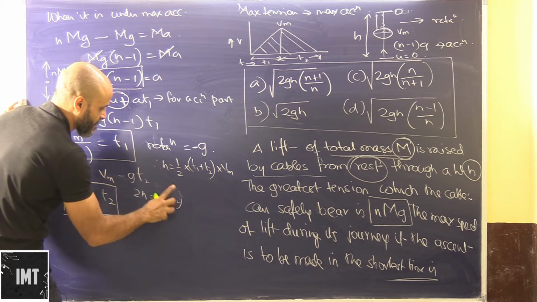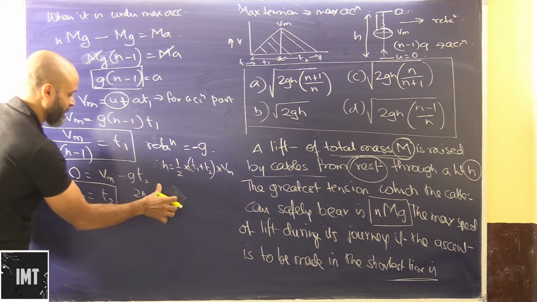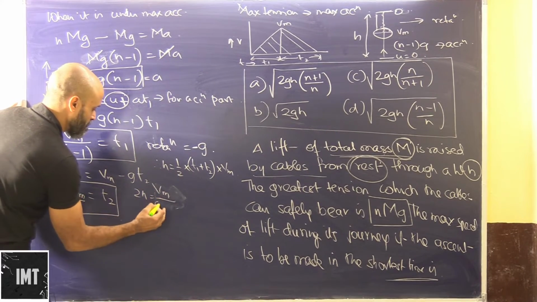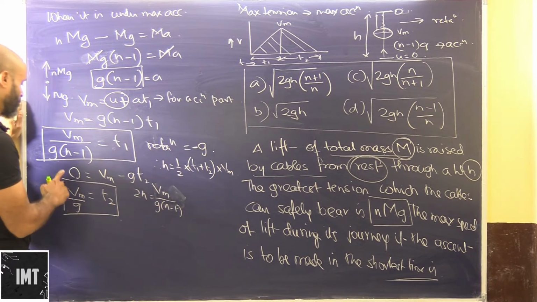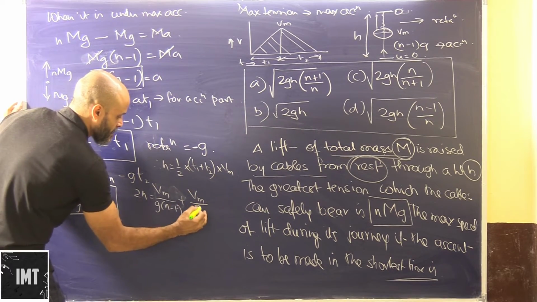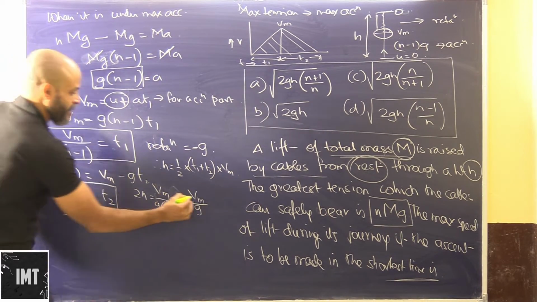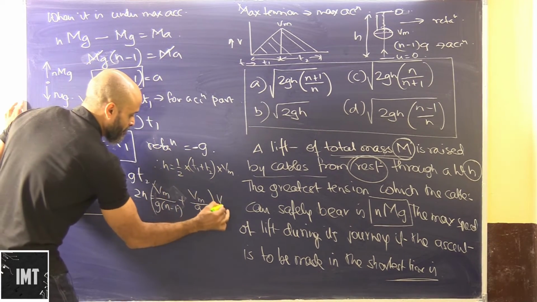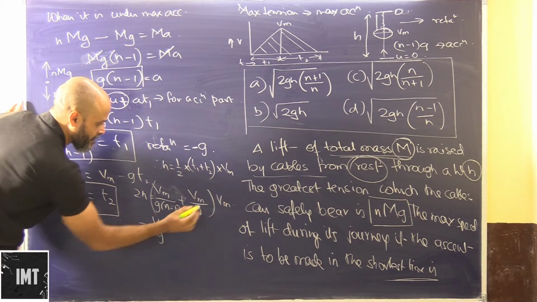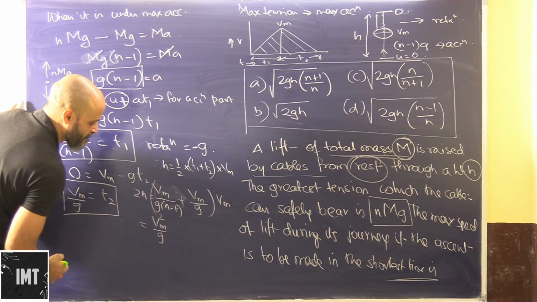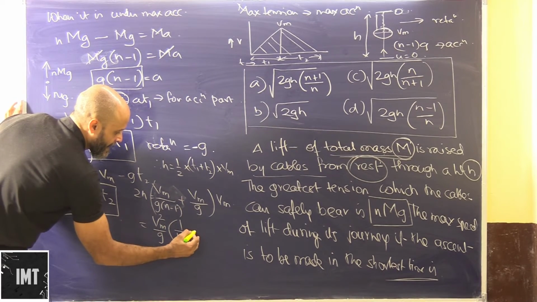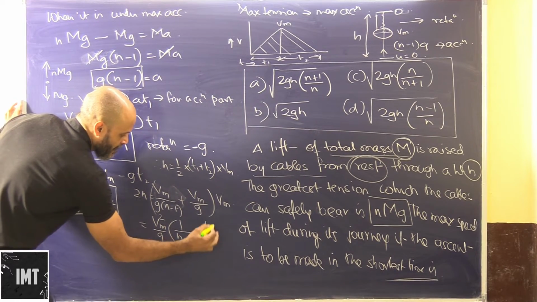So let's add this T. We have got the values of T1 and T2. So T1 here is Vm by G n minus 1 and T2 is Vm by G into Vm. If we take out Vm by G as common, so multiplying this, we have Vm square by G. What do we have inside? 1 by n minus 1 minus 1 by 1.